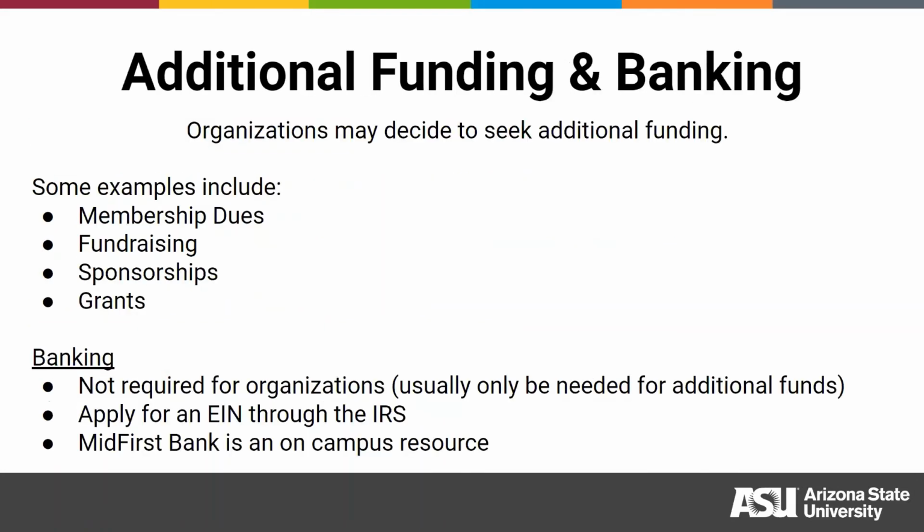So, additional funding and banking. Organizations can seek additional funding. Maybe you have membership dues, you do fundraising, you get sponsored by a local business, you apply for grants, that type of thing. And then you are also able to create a bank account for your organization. It's not required, but if you are doing additional funds, so you have a sponsor, maybe you're doing a GoFundMe page, something like that, then you'd need to apply for an EIN through the IRS and then get a bank account to house that funding.